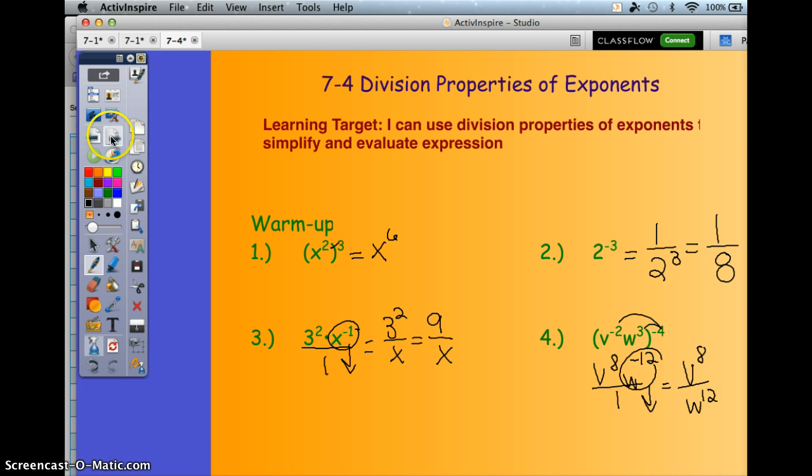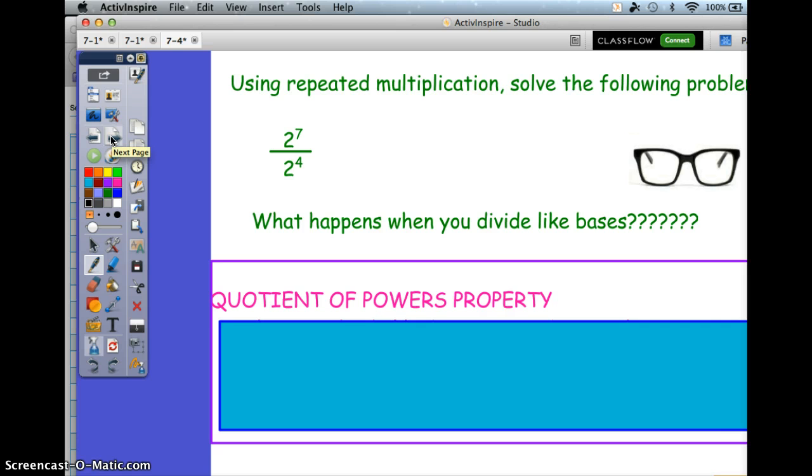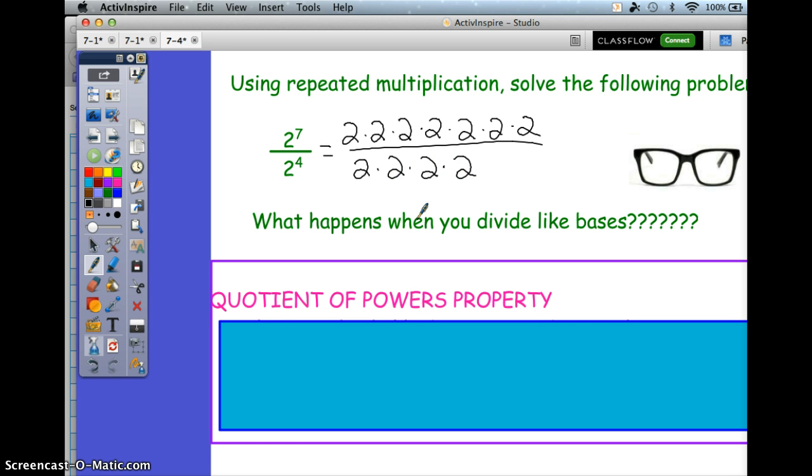Well, today we are going to look at some repeated multiplication to see if we can find out the answers. If I do 2 to the 7th, we know that's 2 times 2 times 2 times 2 times 2 times 2 times 2, over 2 to the 4th, we have 1, 2, 3, 4 2's. Well, just like division, when you have multiplication, this is all one giant multiplication, there's no addition or subtraction, it's all one term, you can cancel. And you're left with 2 times 2 times 2, which is 2 cubed.